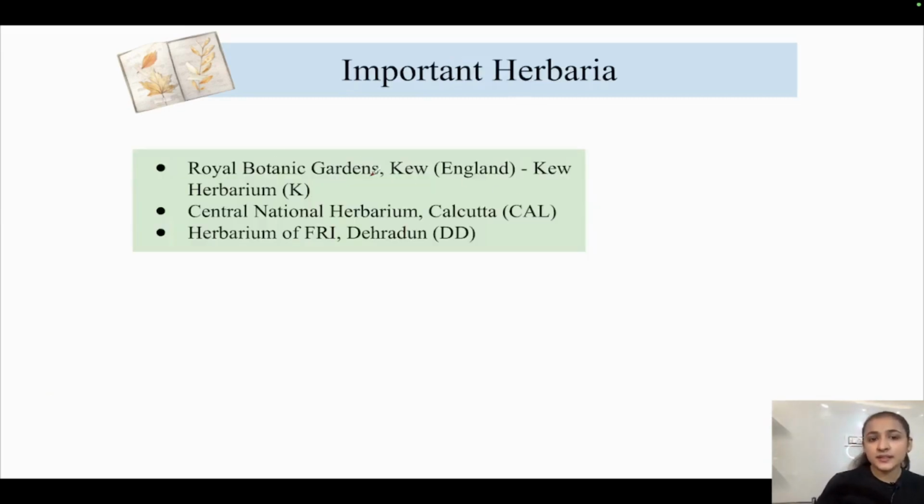Now, important herbaria are Royal Botanic Gardens Kew. In Royal Botanic Gardens Kew Herbarium is present. Okay, the herbarium name is Kew Herbarium, that is present in the Royal Botanic Gardens Kew. Central National Herbarium, Calcutta. Herbarium of FRI, Dehradun.